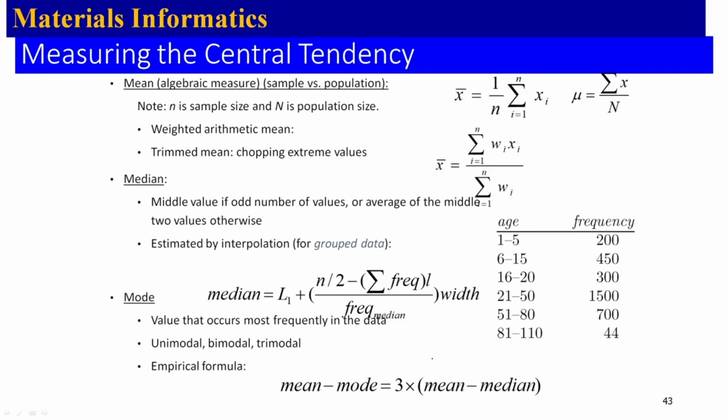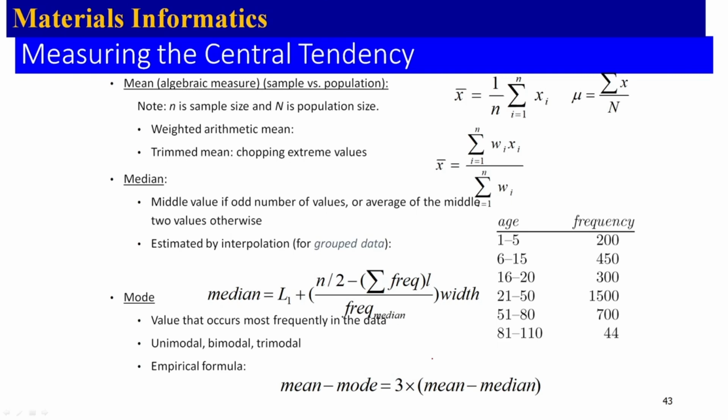Okay. And it can be calculated by simple interpolation, like given here: L1 plus n by 2 minus summation of frequencies divided by frequency of the median class, times width. Okay. That is the median. Median tells you the middle value. Okay. Mean tells you the average value, and mode tells you which is the most frequently observed data. Okay. Most frequently observed data.